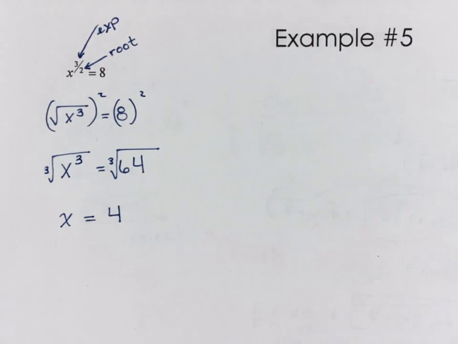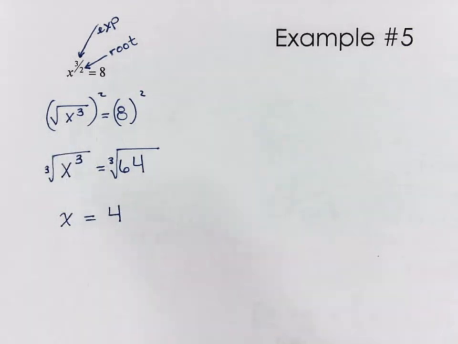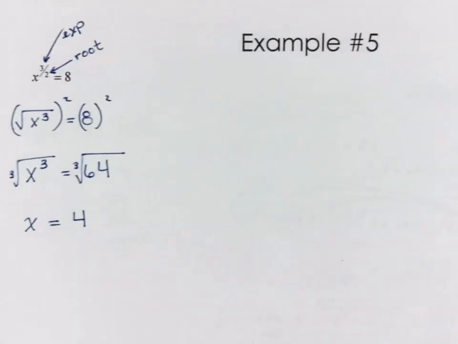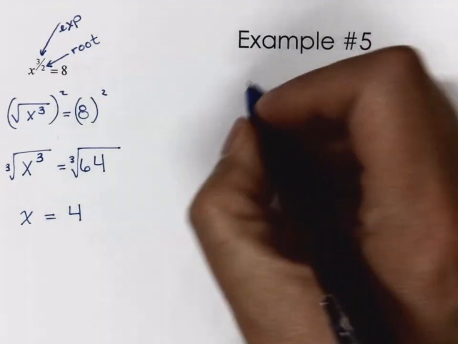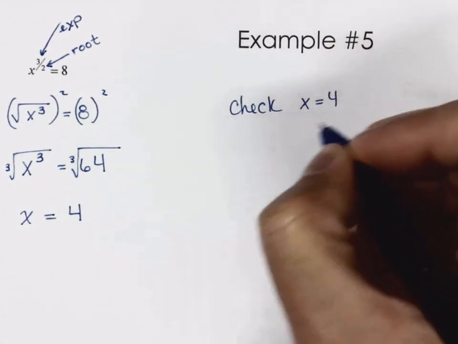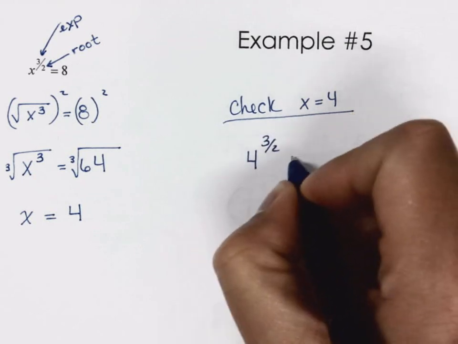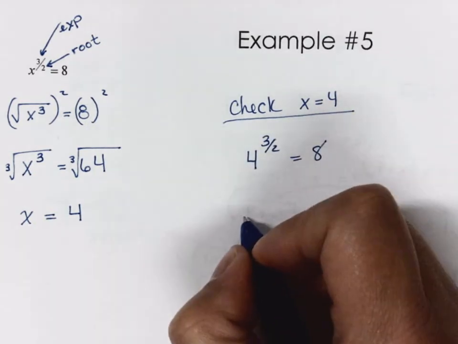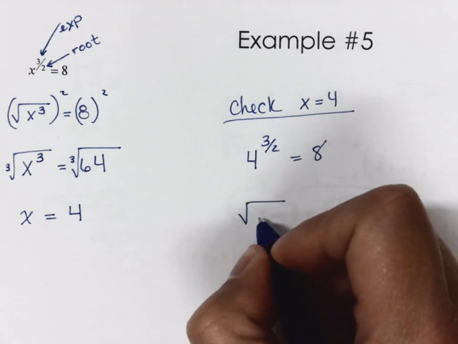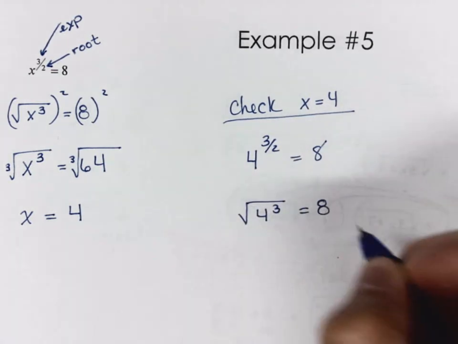Okay, so now we're going to check that answer. If you want to check it in your radical form, that's okay too. I know I always say the original. So if I put 4 into the original, we are going to have the square root of 4 cubed equals 8.